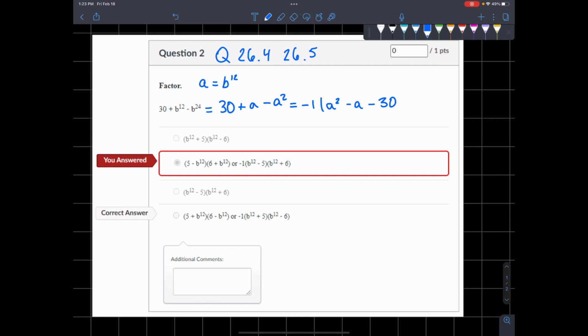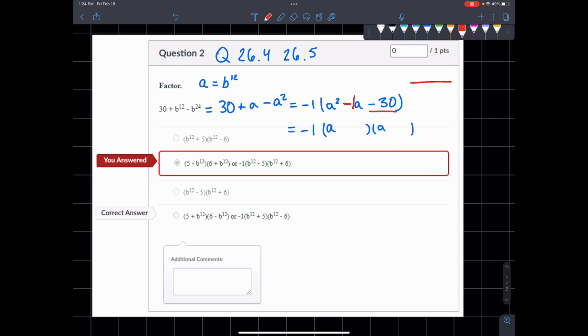Minus 30. Perfect. And now if we were to factor this expression here, let's get our brackets on. We've got to find two variables that multiply together to make a squared. That is going to be a. And now we've got to find two numbers that multiply to make negative 30, and that add together to make negative 1.